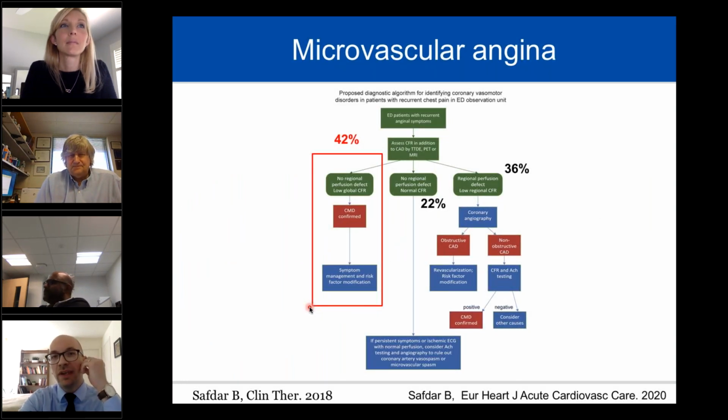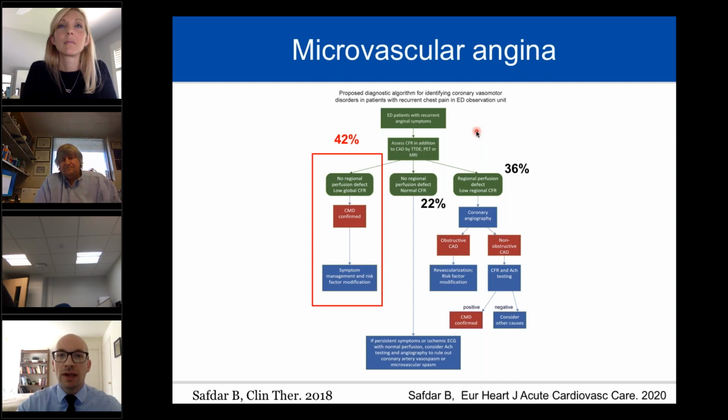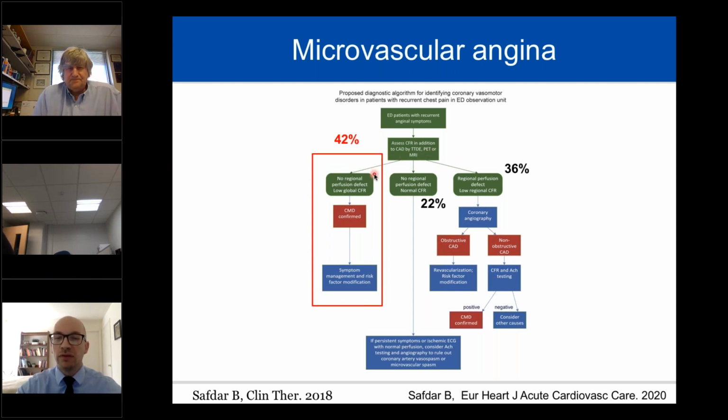So patients presenting with chest pain represent a huge burden on healthcare, and it's really a challenging diagnostic problem, as highlighted by Dr. Camici. And this flowchart just shows what we can do for these patients, and it recommends that we should assess flow reserve by non-invasive imaging. And if you find no regional perfusion defects in the presence of low global coronary flow reserve, then we can diagnose patients with coronary microvascular disease, and then we can advance with symptom management and risk factor modification.